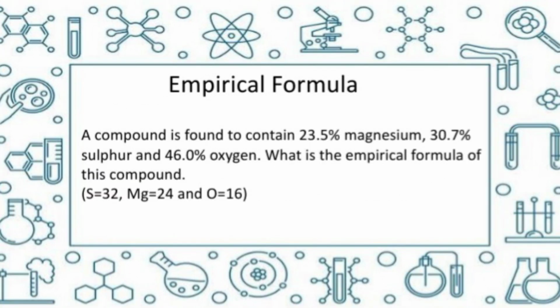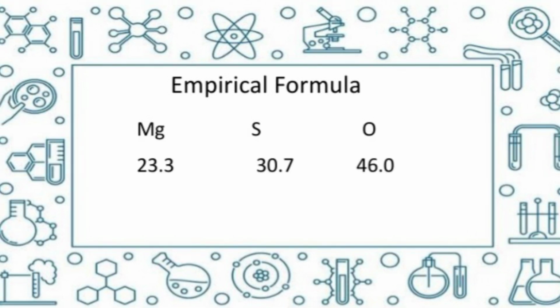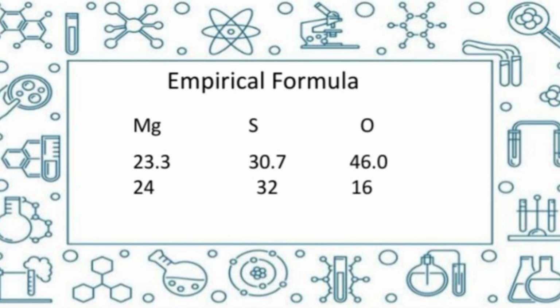A compound is found to contain 23.3% of magnesium, 30.7% of sulfur and 46% of oxygen. What is the empirical formula of this compound? First of all, this compound contains three elements which are magnesium, sulfur and oxygen. So write them in a tabular form. Secondly, write out the percentage composition under each element. Thirdly, write out the molar mass of each element and use it to divide the percentage composition.